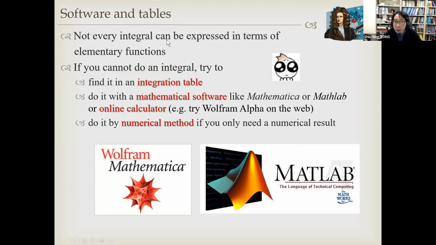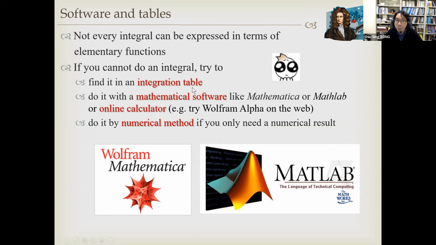Now, not every integral can be expressed in terms of elementary functions. Doing integration is sometimes useful in physics, but that is not very important. Don't worry if you can't do a particular integral. Be familiar with the common integrals. If the integral turns out to be particularly difficult and you don't know how to do it, don't worry. That's my advice to you.